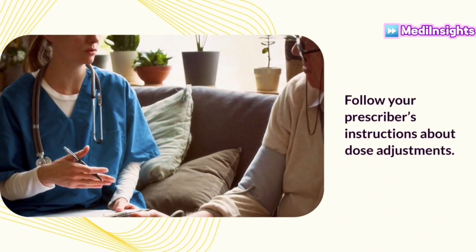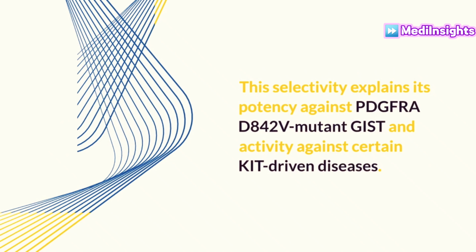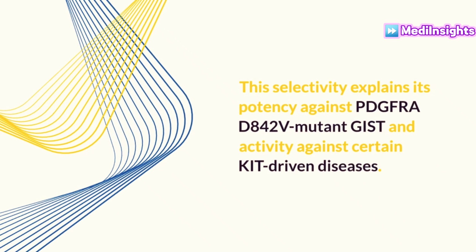Next, mechanism of action of Avapritinib Tablet. Avapritinib is a selective type I tyrosine kinase inhibitor that binds and inhibits activation loop mutants of KIT and PDGFRA, blocking aberrant kinase signaling that drives tumor and mast cell proliferation. This selectivity explains its potency against PDGFRA D842V mutant GIST, and activity against certain KIT-driven diseases.